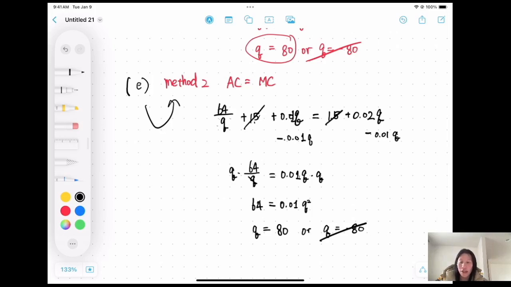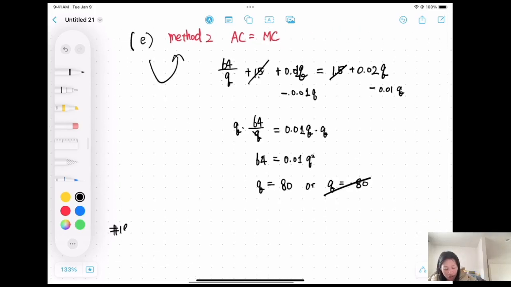Okay, number 19. Number 19 is Shaky makes and sells backpack danglies, and the total cost in dollars for Shaky to make q items is given by the cost function. So number 19 is very similar to number 18. So I'm going to leave that to you to do by yourself. Let me know if you have any questions.